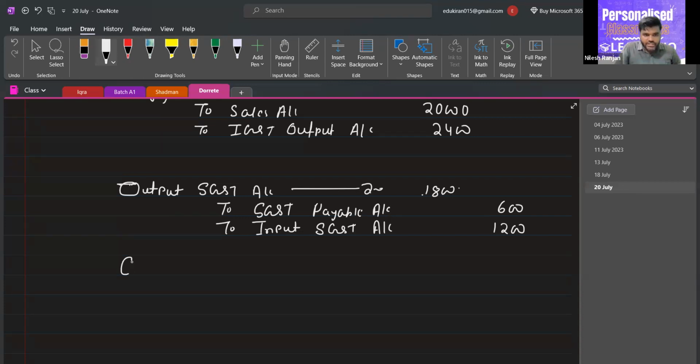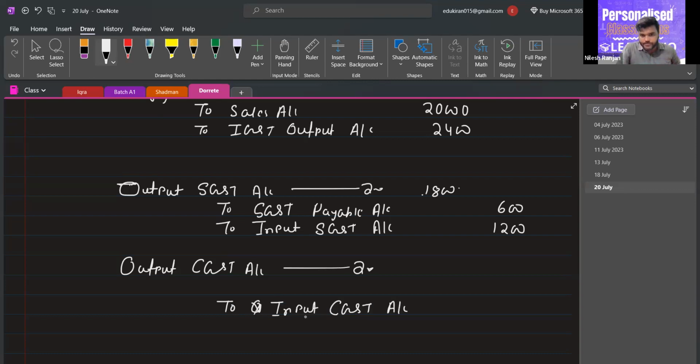Again for CGST, it will be output CGST account debit to input CGST account and to CGST payable. Output CGST is 1,800, input CGST is 1,200, the balance is 600.